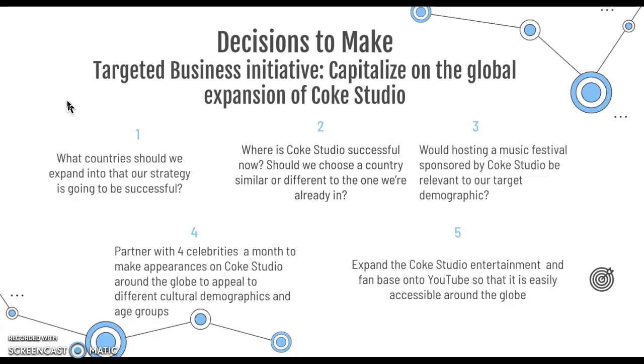4, partner with 4 celebrities a month to make appearances on Coke Studio around the globe to appeal to different cultural demographics and age groups. And then 5, to expand the Coke Studio entertainment and fan base onto YouTube, which they're already in a little bit, but expanding that to either live stream or just more media about it via YouTube that is easily accessible around the globe, because YouTube is everywhere. We have to be careful with censorships in some countries as well.